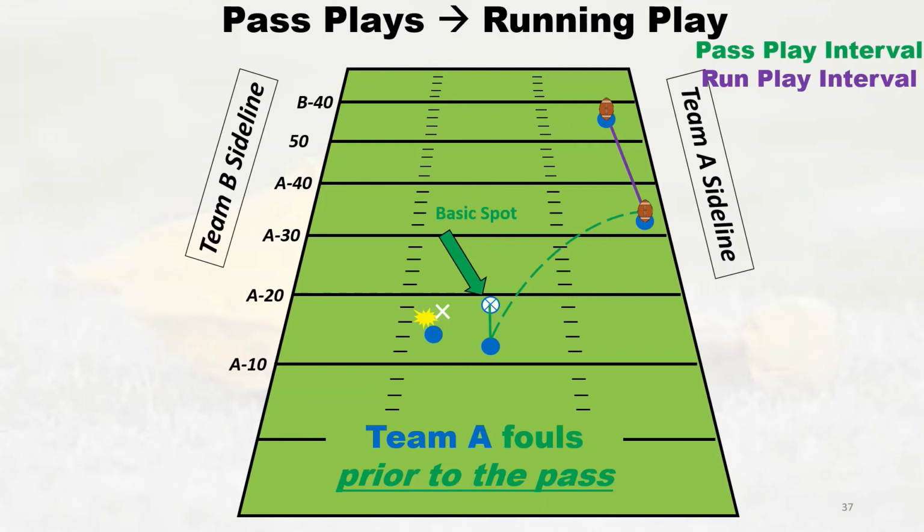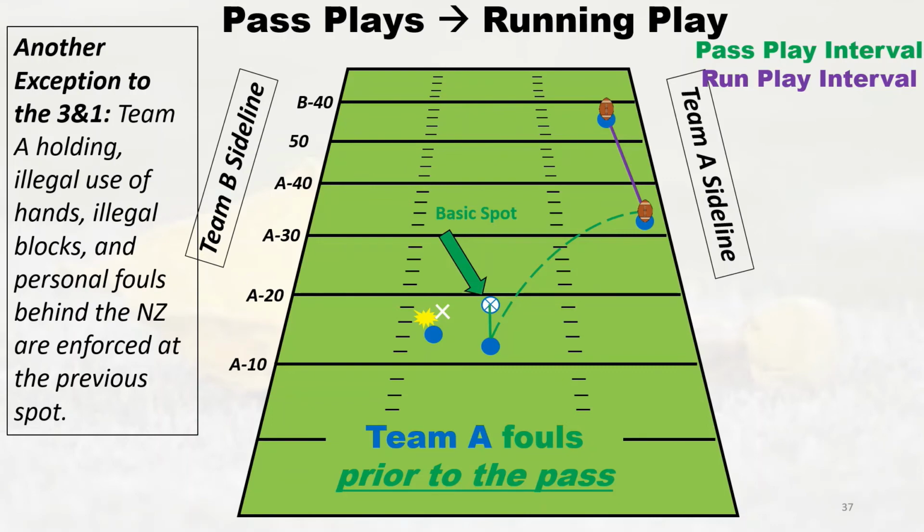And like we did on kick plays, we want to hit them where it hurts them most, except we have another exception to the 3-and-1, and this one is when Team A commits a foul for holding, illegal use of hands, illegal blocks, and personal fouls behind the neutral zone, it gets enforced at the previous spot. So this is an exception to what I was talking about earlier, hit them where it hurts them most. In this case, we're just going to go back to the previous spot and enforce it from there. Now, once again, if one of those fouls occurs in the end zone, we'll enforce it from the spot of the foul, and it'll be a safety.